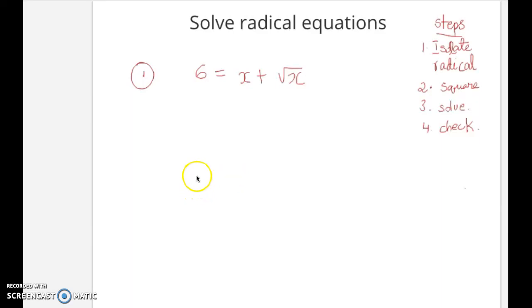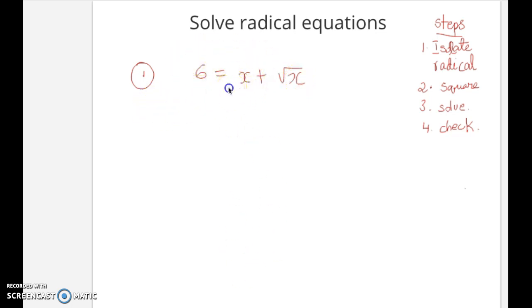In this question, we have to solve radicals. So I have written the steps to follow on the side over here. We have to isolate the radical on one side of the equation. Whenever you have a radical in the equation, try to isolate it. So in this case, we have to make sure that square root of x is on one side and this x goes to the other side of the equation.